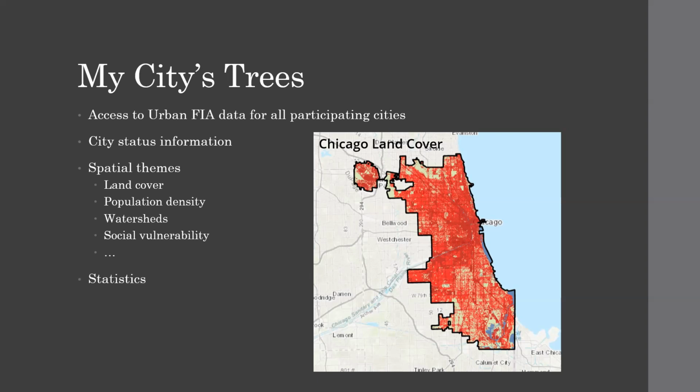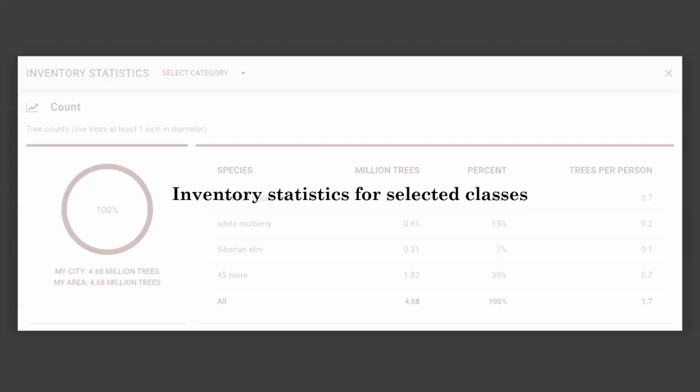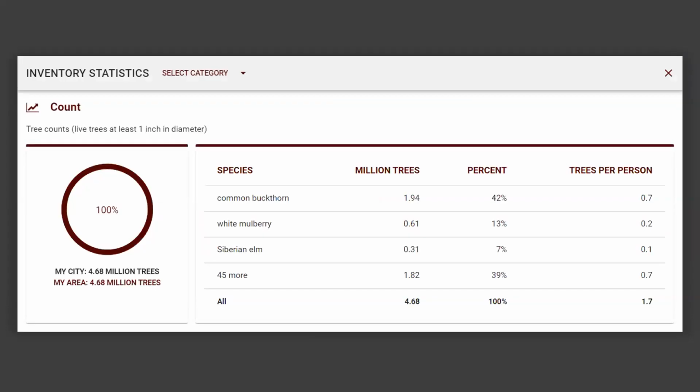Then we get into the meat of the data and we show statistics for those urban forest estimates. We also let you produce reports for custom areas and selections. So here's an example of that inventory statistics window with whatever classes you had selected within your spatial theme that you're looking at. So it just gives you, here we see count. There are several other categories as well that you can look at.